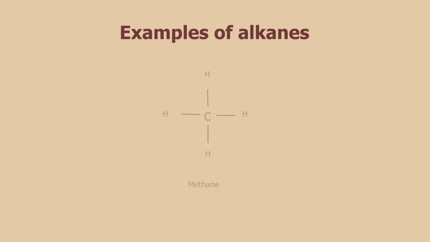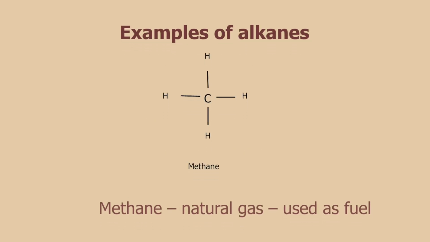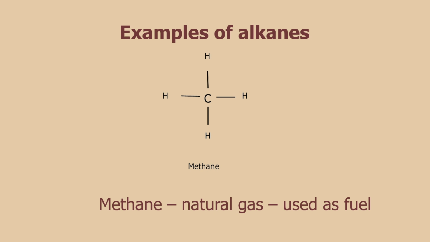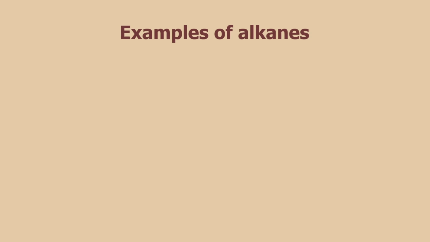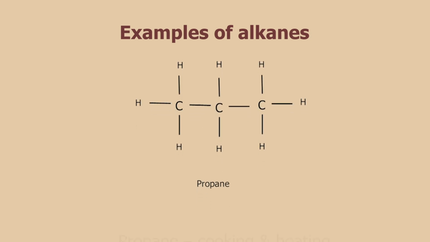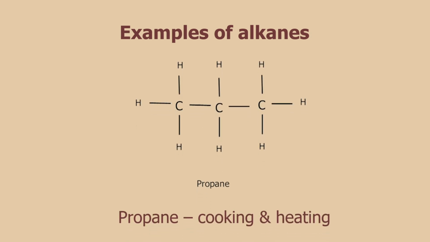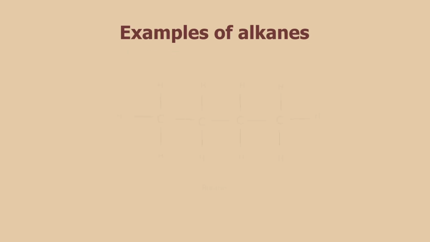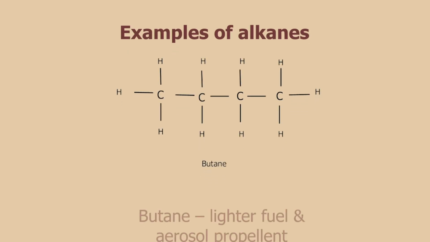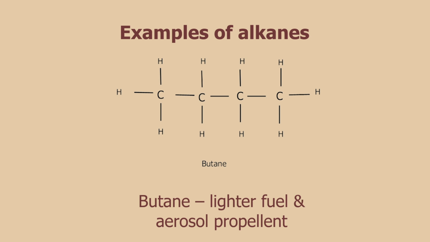Examples of alkanes: 1. Methane, CH4. The simplest alkane, methane, is the primary component of natural gas and is used as a fuel. Second, propane, C3H8, commonly used in cooking and heating, for example in propane gas tanks. The third one, butane, C4H10, found in lighter fuel and aerosol propellants.